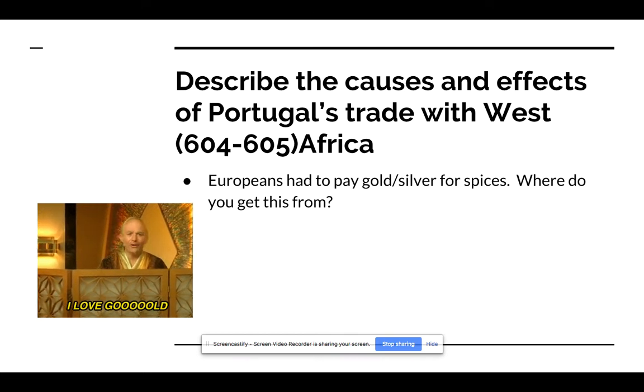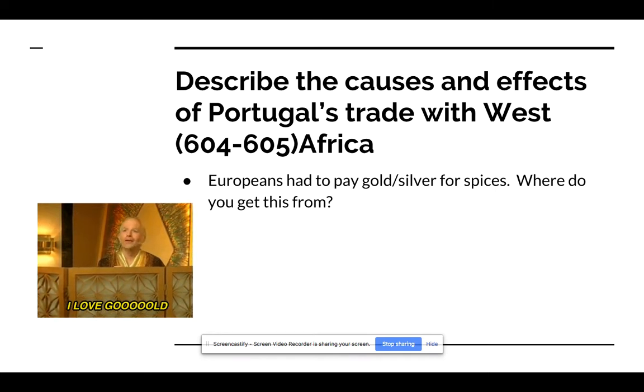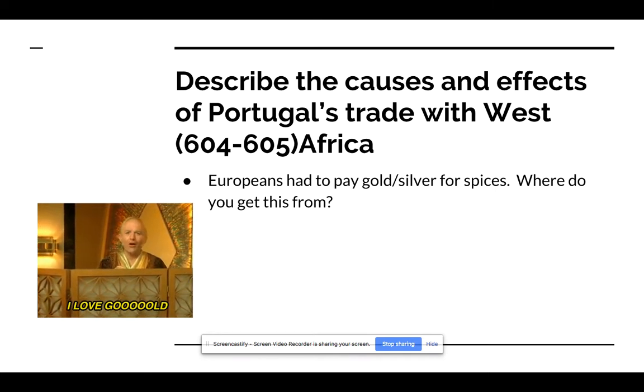Now, in order to make a fair trade, you needed to obtain silver or gold. And I want you to ask yourself, as a common theme throughout this unit in chapter 14, where do you get this silver and gold from? Well, you get this specifically from two areas. You're getting this from West Africa, but you're also getting it from the Americas, more specifically Mexico and Bolivia.